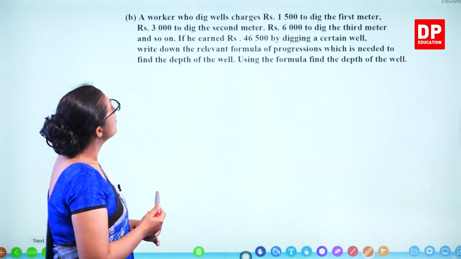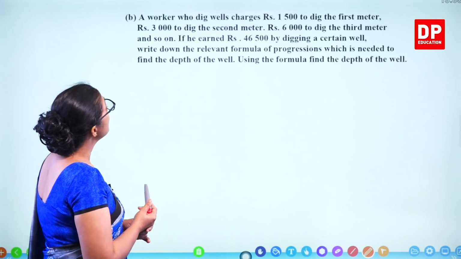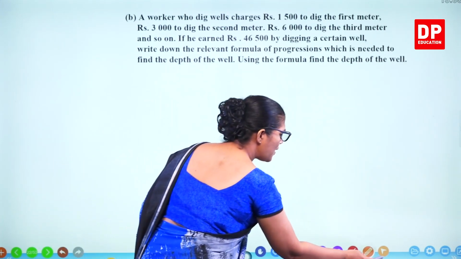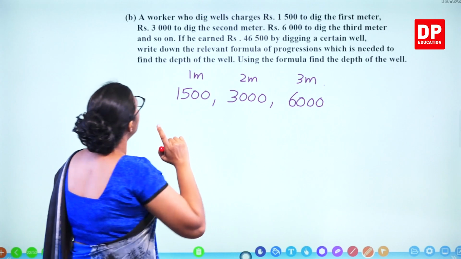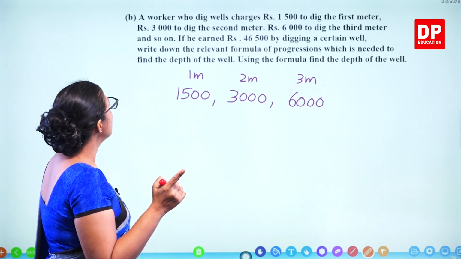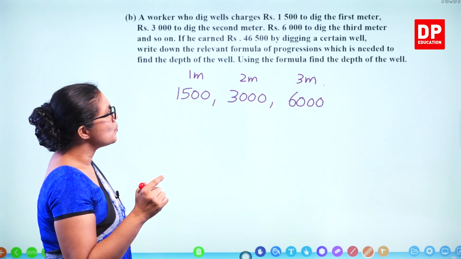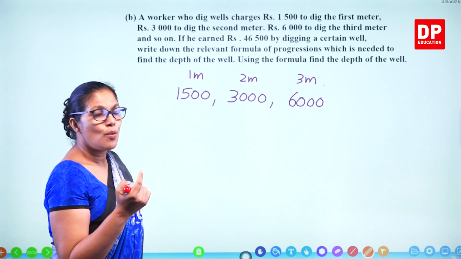Part B. A worker who digs a well charges 1,500 to dig the first meter, 3,000 to dig the second meter, and 6,000 rupees for the third meter. If he earns 46,500 by digging a certain well, write down the relevant formula of progressions which is needed to find the depth of the well. Using the formula, find the depth of the well.